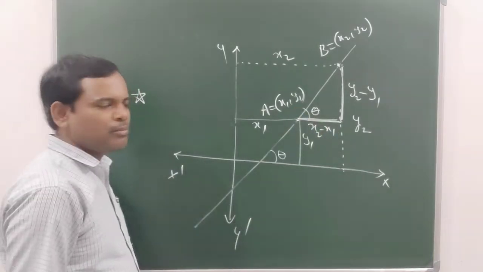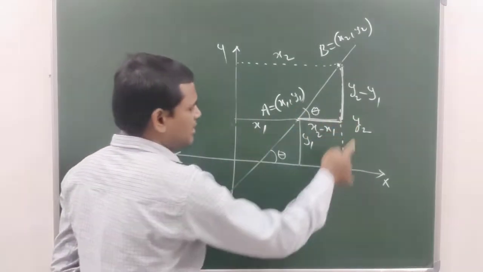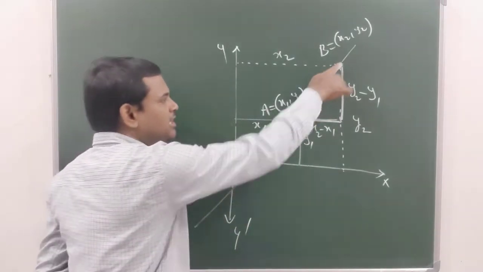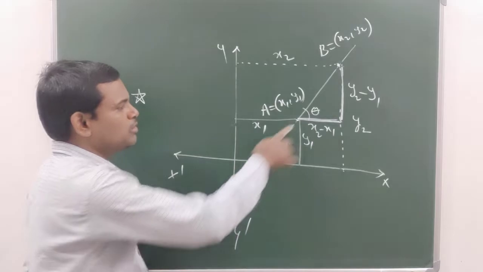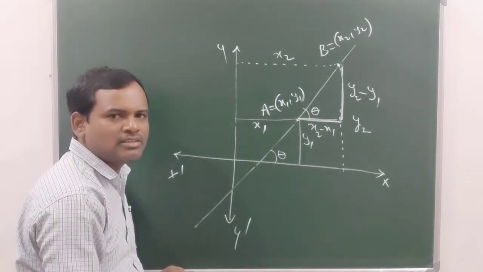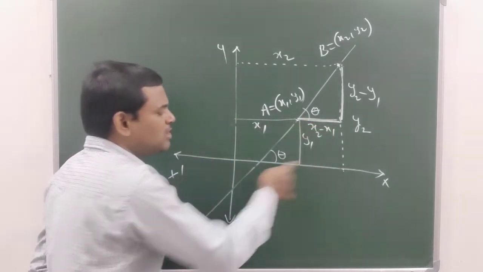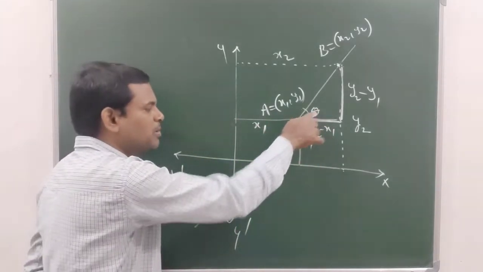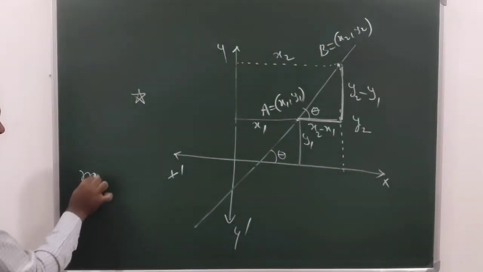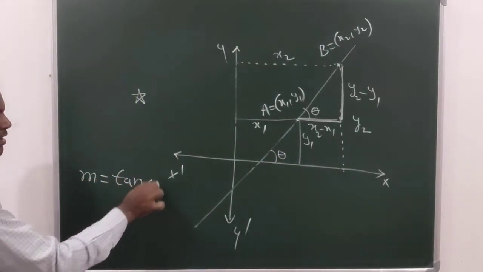Yes or no? Because this line and this line are both parallel. Hence, it is a transversal, so these 2 angles will be called corresponding angles. Whenever these 2 lines are parallel, as we know, the corresponding angles are equal. So just now we read m is equal to tan theta.